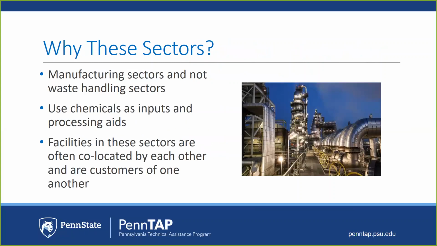Why did the EPA select these sectors for the exclusion? These are all manufacturing sectors, not waste handling sectors, and they each use chemicals as inputs and processing aids. Companies that use and remanufacture these solvents are often co-located and closely integrated, which results in a high potential for beneficial recycling.